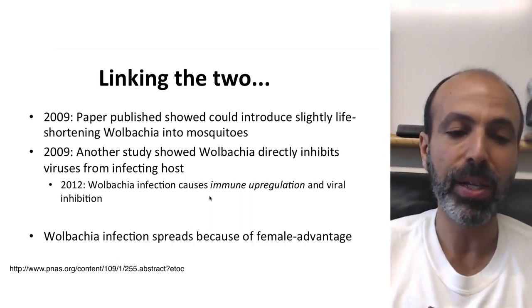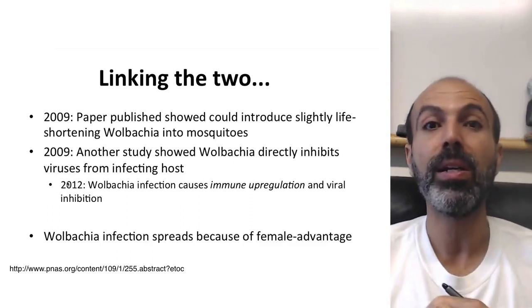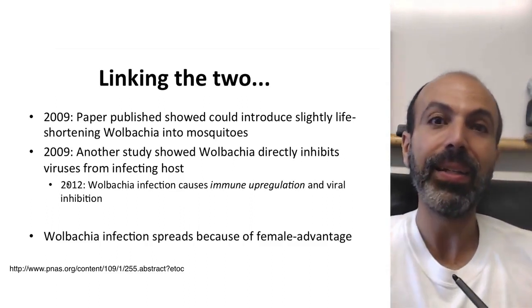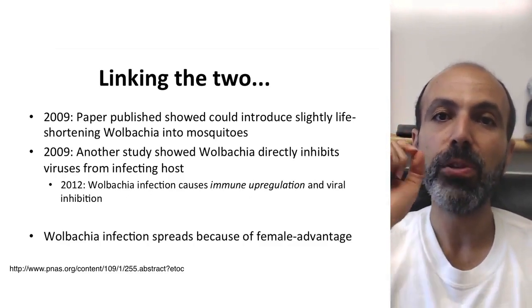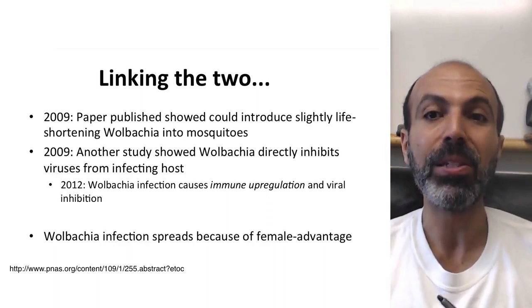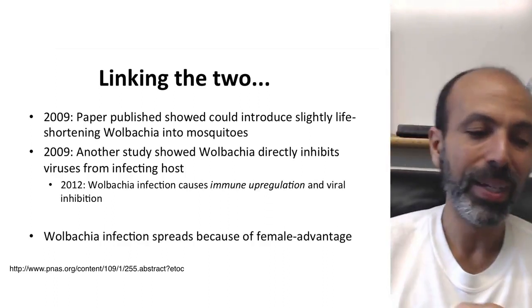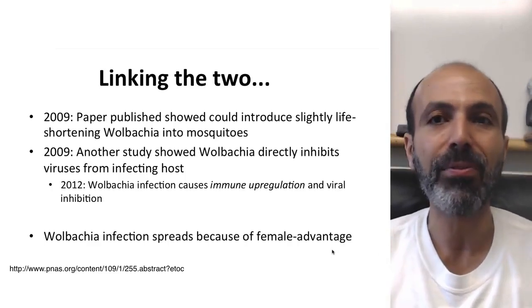The Wolbachia infection actually may cause an immune upregulation and viral inhibition, as it was elaborated in an even later study. And so if you introduce Wolbachia into mosquitoes, you make it so those mosquitoes are less likely to give the disease to humans. That's cool. And this Wolbachia infection will spread because of that female advantage to being infected.